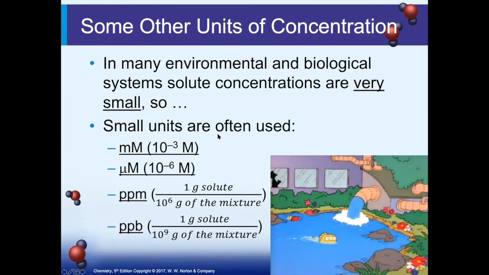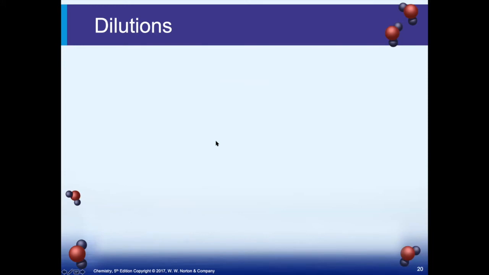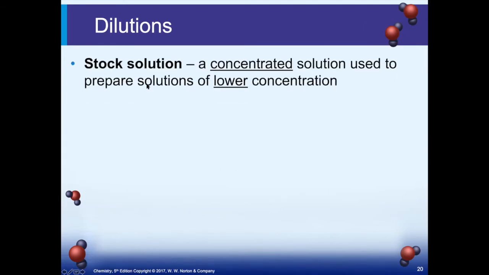Okay. All right. So now that we know about units of concentration, molarity, we want to talk about how to do and calculate dilutions. Now, what do I mean by a dilution? You're familiar with the word dilute. To dilute something is to make it weaker, right? So we do that a lot in chemistry, particularly in the laboratory. When you do that, you usually start with something that we call a stock solution. A stock solution is just a concentrated solution that we use to prepare solutions of lower concentration, okay?